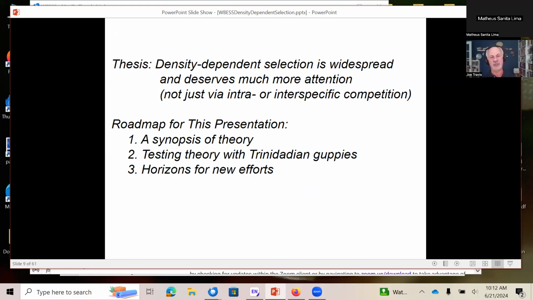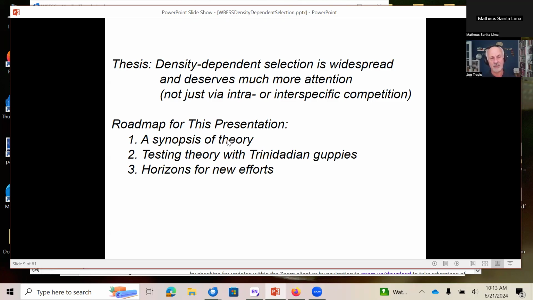Here's the thesis for this talk. The density dependent selection is widespread and deserves much more attention, and not just via intra or interspecific competition, because that's the context in which people usually think about it. So the roadmap in which I'm going to argue this thesis has three parts. That's the roadmap for this presentation.